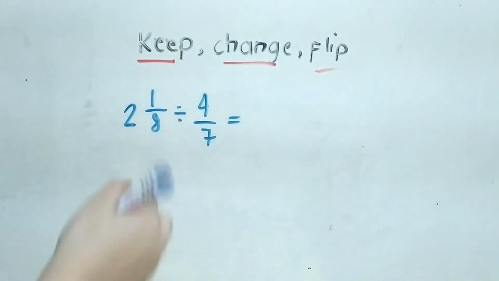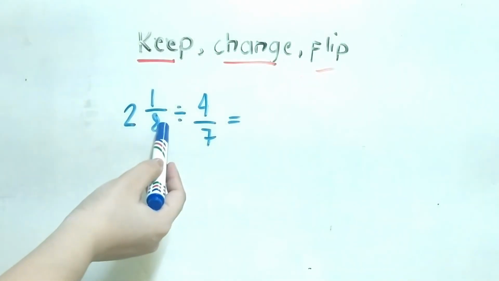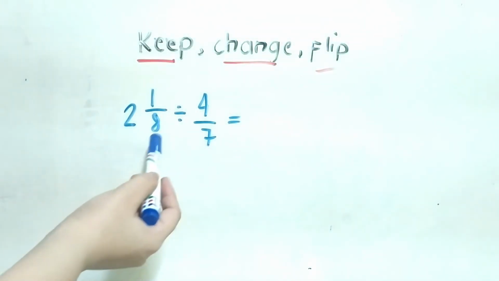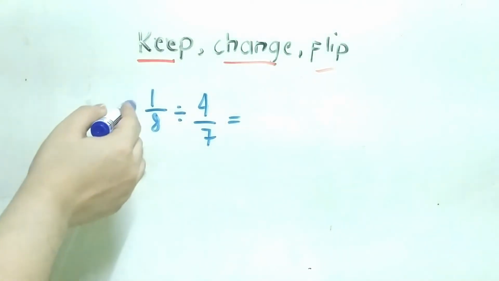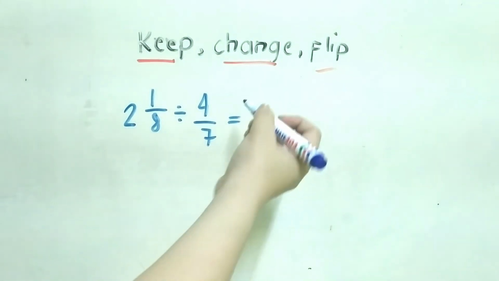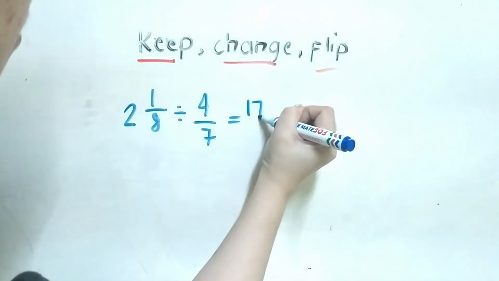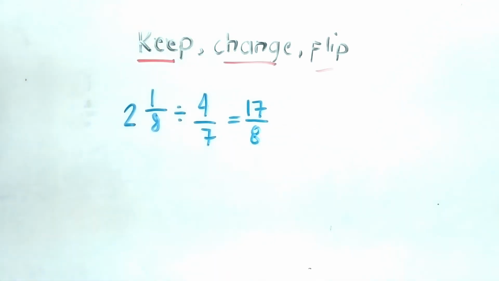So, para siya maging improper fraction, para i-turn ang mixed number to improper fraction, just multiply ang denominator sa whole number. 8 times 2 is 16. And then, add the numerator. 16 plus 1 is 17. So, magiging 17 over, copy lang ang denominator 8. Yan ang kanyang improper fraction.